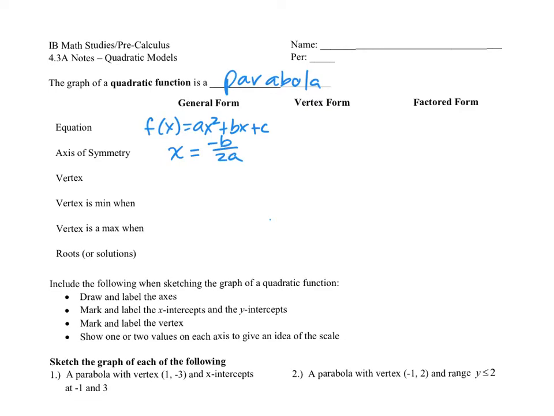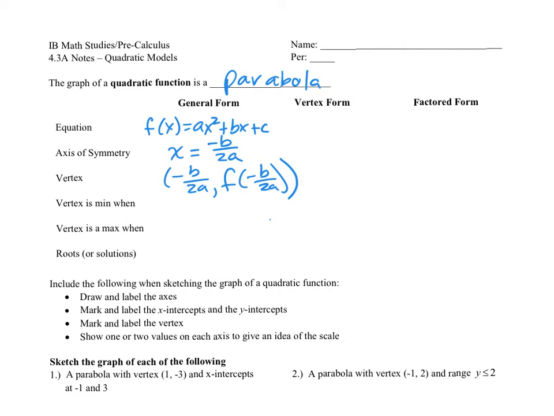To find the vertex of a quadratic equation, or the vertex of the graph of the function, the x value will be the opposite of b over 2a, and then to find the y value of that point, we'll just take f of the opposite of b over 2a. So put that constant into the function, and that will give us the y value of the vertex.